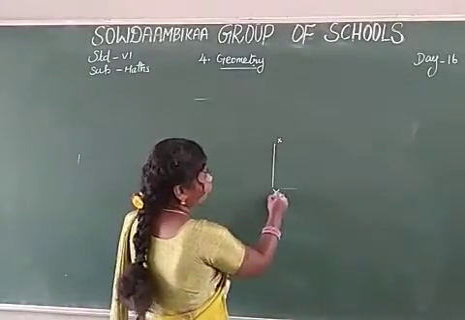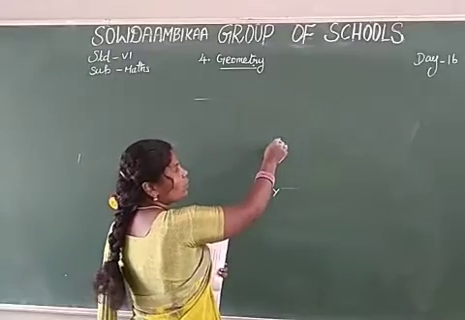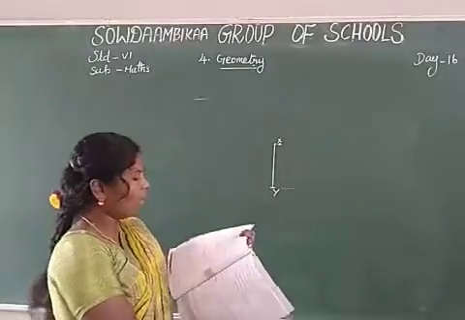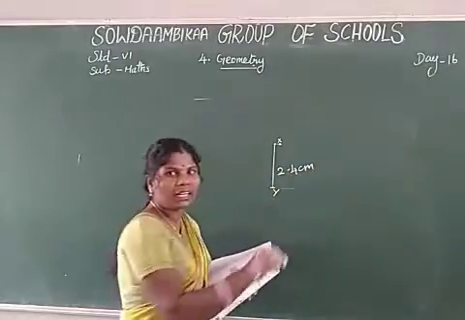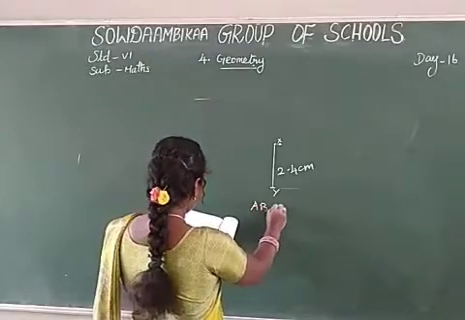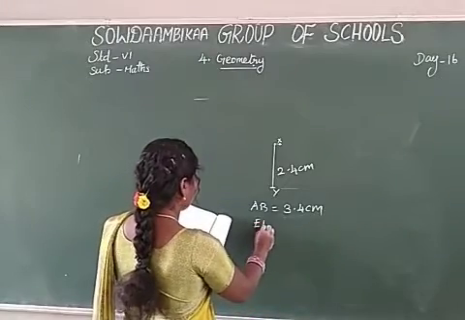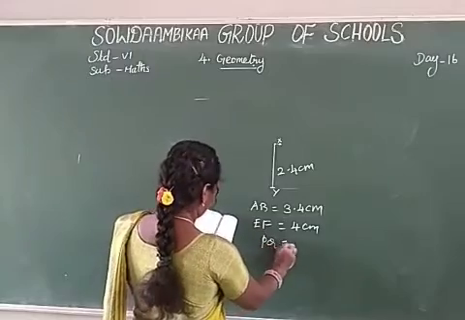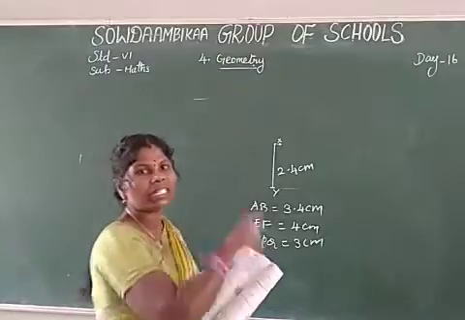For example, XY: take your scale and put it at the 0 point, then measure to the last point. Write how many centimeters. I measured 2.4 centimeters for the first one, but you measure and write it. The second, AB line segment, is 3.4 centimeters, EF is 4 centimeters, PQ is 3 centimeters. This is my measurement, so you take your scale, measure and write.